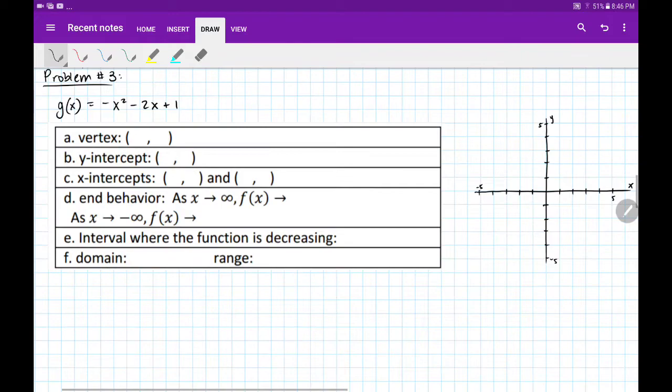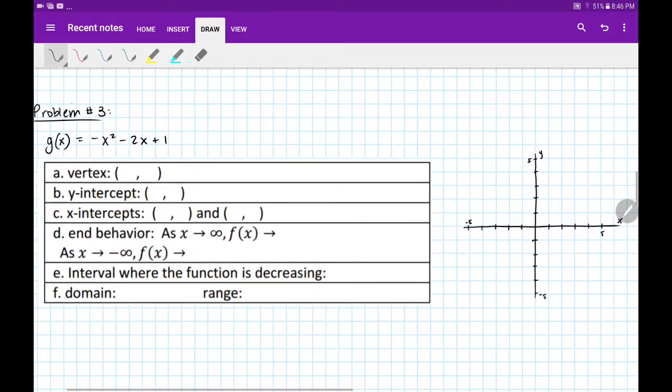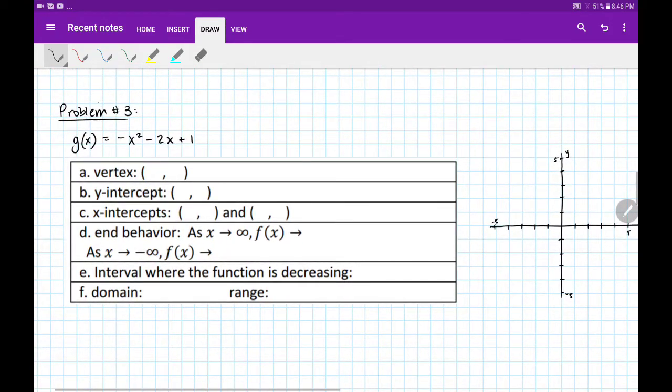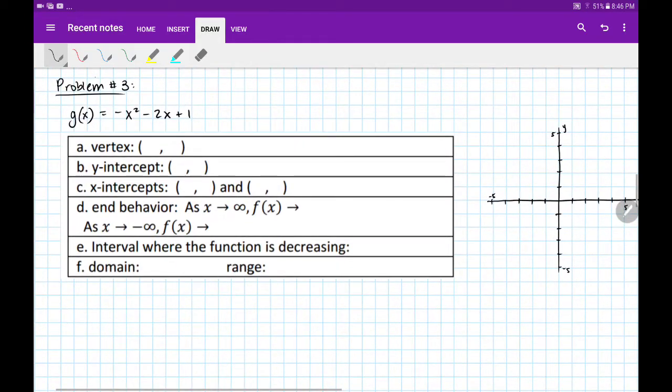Let's try problem 3. This one should go much faster. So we have a new function, -x² minus 2x plus 1, and we want to find our x-intercepts. So as before, we're going to set our function equal to 0. Let's do that down here.